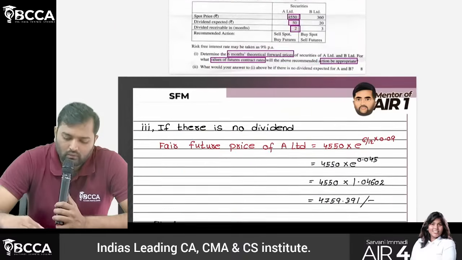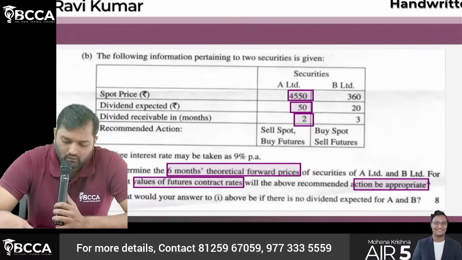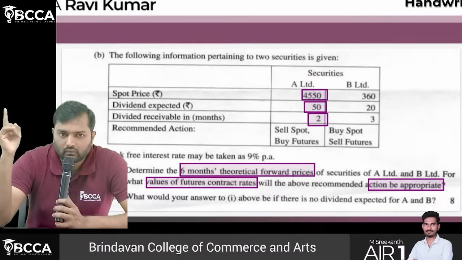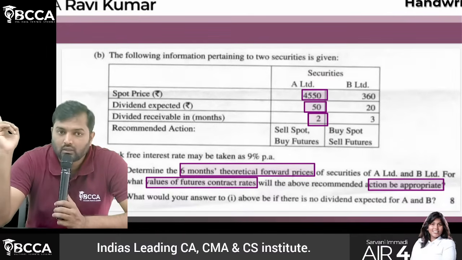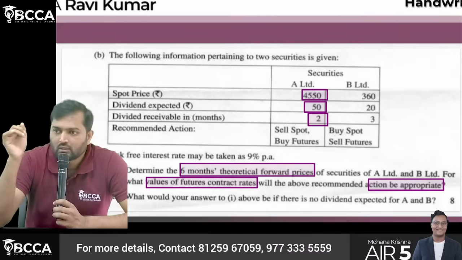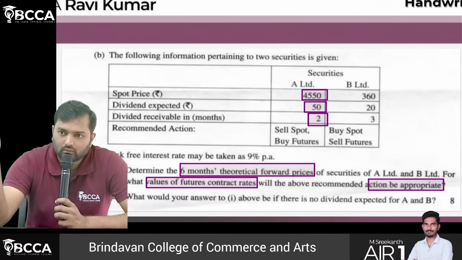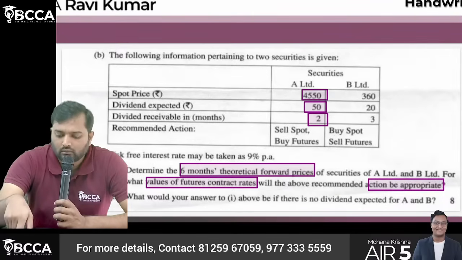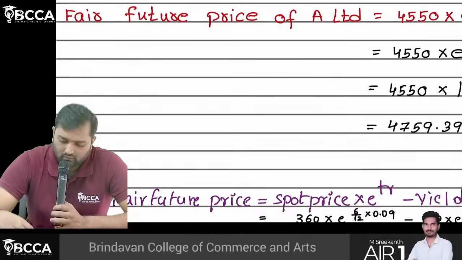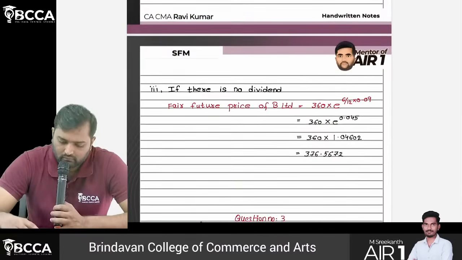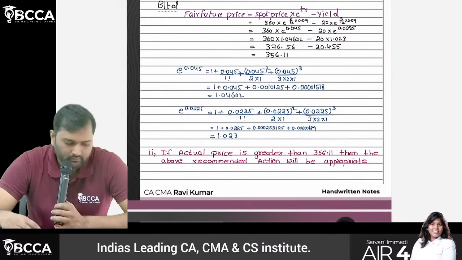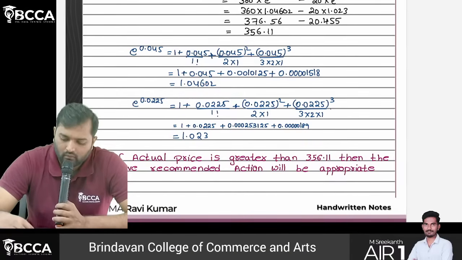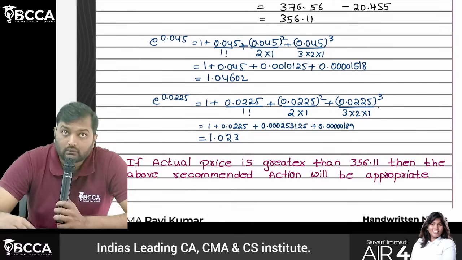Clear? And what is the course of action for the second one? Buy spot, sell future. Buy spot, sell future means what? We sell future if it is overvalued. Yes or no? Sell future if it is overvalued. Clear? So that means the actual future price must be more than the fair future price. That is 356.10. Clear? Very good. Am I clear? Are you able to understand?